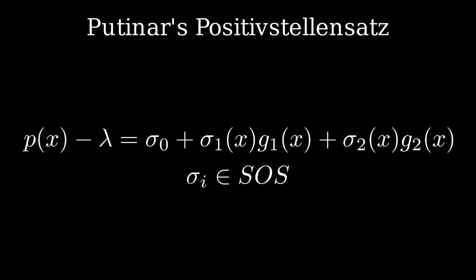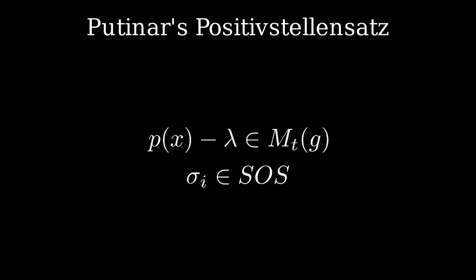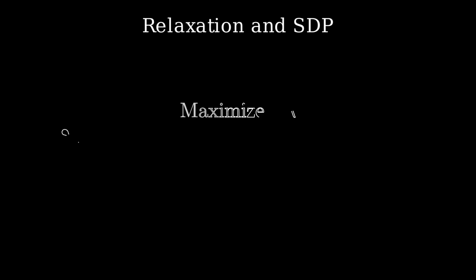And to make the problem computationally feasible, we use a degree truncated version of the quadratic module, that we denote mt of g, limiting the SOS polynomial's degree. This simplifies the problem while maintaining accuracy as t increases. This allows us to define a proper SDP for our function.